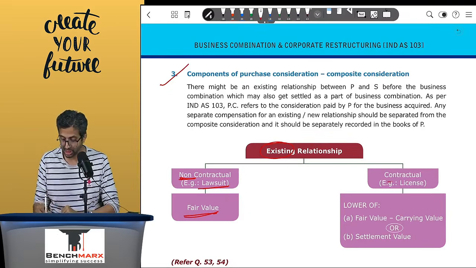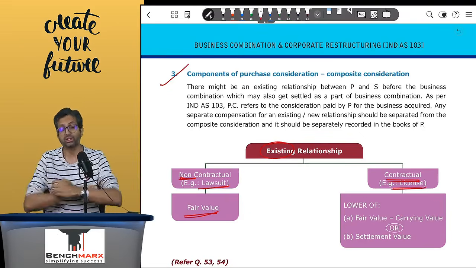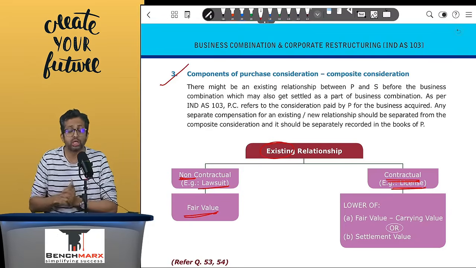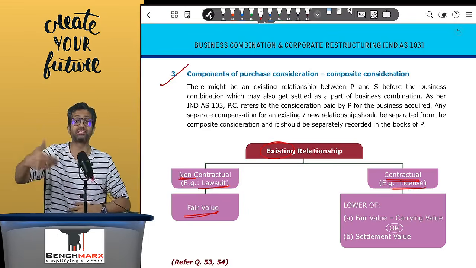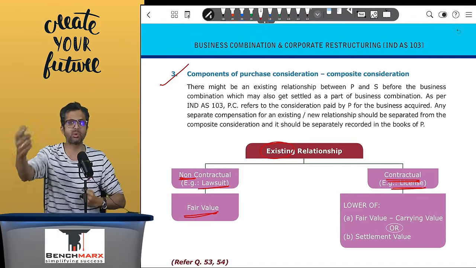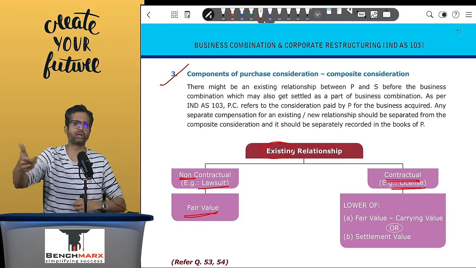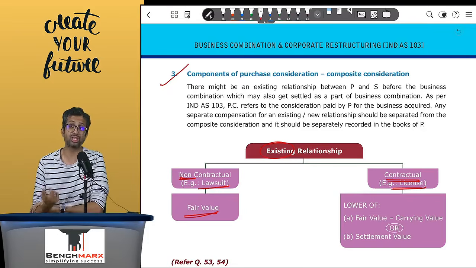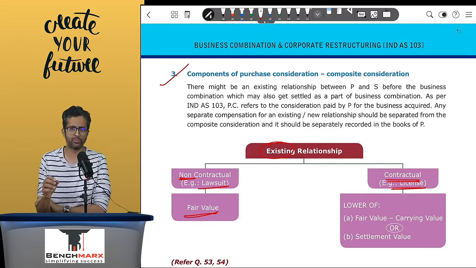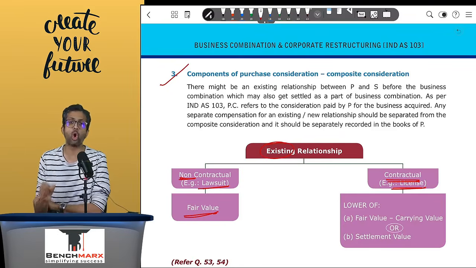Further, if there's an existing contractual relationship, let us say there was a license which was there, and as a part of this acquisition, the existing contractual relationship gets settled. Technically, strictly speaking, you should also settle this at fair value only. However, the standard says that if it is contractual, there is a possibility that you have two choices. You can either acquire this by paying the fair value, or you can settle it by closing the contract and paying the settlement value. So the standard over here says that you will take the value for this existing contractual relationship at the lower of the fair value. In this case, it should subtract the carrying value as well. So fair value minus the carrying value or settlement value, whichever is lower.